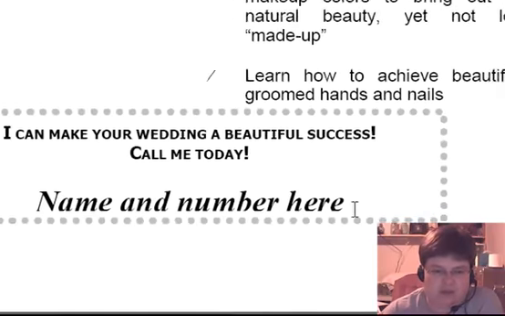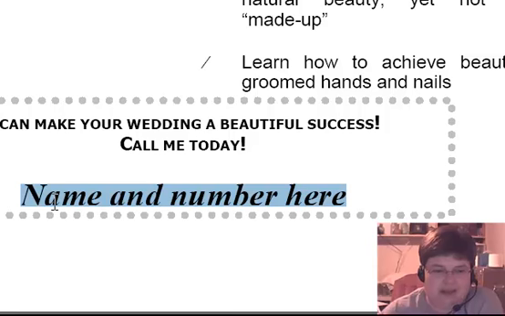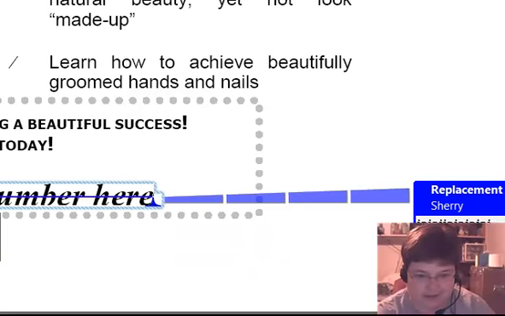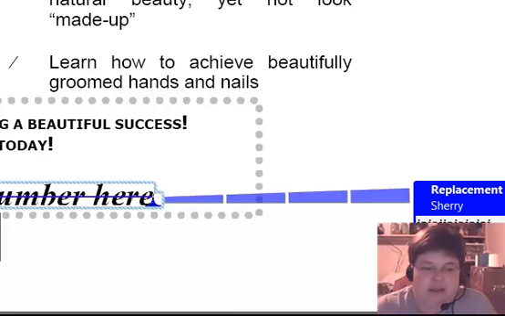If you'll notice on the one we have on the screen, we have this thing down here that says name and number here. Well, that would be great if you could type anything there, but what happens with Adobe Acrobat is the way this form is completed, all that pops up is this replacement text. You're editing what you want to go there. It's not really changing anything.